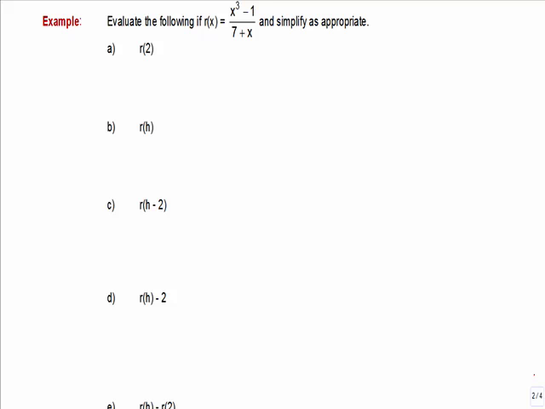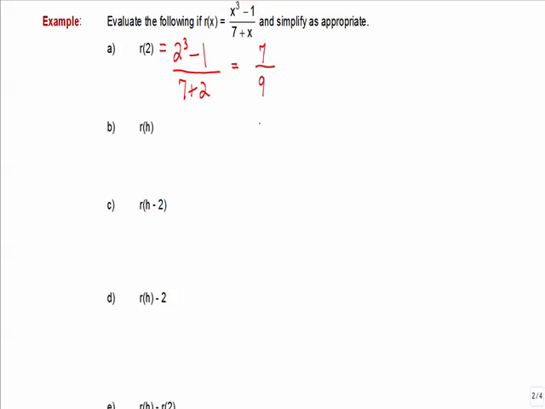Let's take a look at another example, this one containing a fraction. Evaluate the following if r at x equals x cubed minus 1 over 7 plus x and simplify as appropriate. Again, I'm going to do a number of substitutions. So to do r at 2, that would give me 2 cubed minus 1 over 7 plus 2. And if I did the math here, 2 cubed is 8, 8 minus 1 is 7, 7 plus 2 is 9.